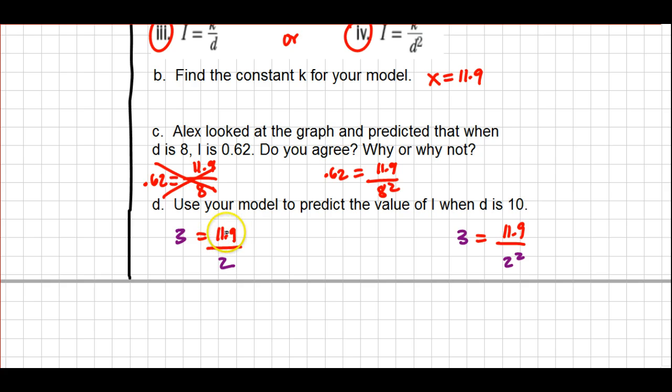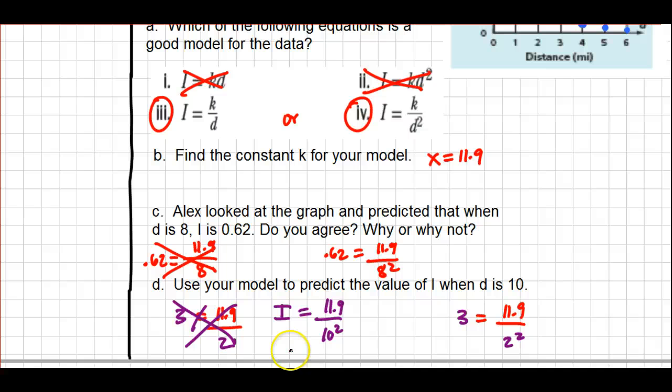Well, if you look at this one, 11.9 is almost 12 if you round it up. 12 divided by 2 is not 3, so it's not that one. What about over here? 11.9 is about 12. 12 divided by 2 squared, which would be 4, would be 3. So that means that's the one I want to use. So I know it's 11.9 over d squared. They're giving us a d of 10, so I'm actually going to fill that in. 10 squared is 100, and then I'll leave students to go ahead and actually calculate that out for themselves.